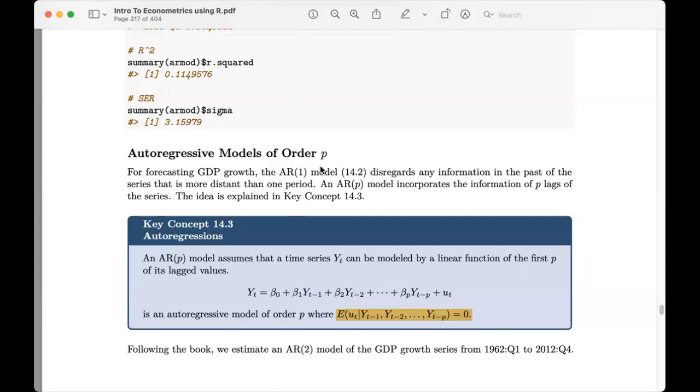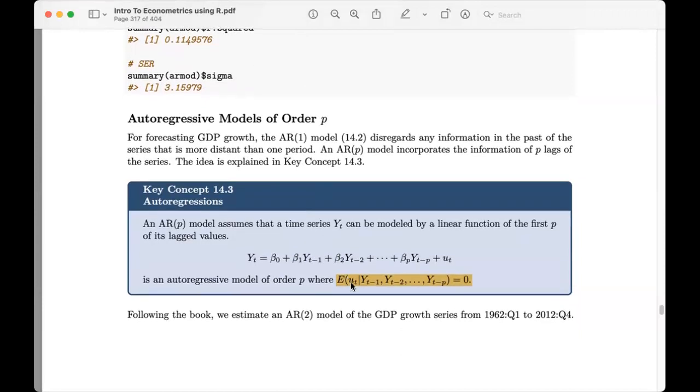And the zero conditional mean assumption has to be satisfied, right? This assumption is still following us. There should be no correlation between the error terms and the lagged values of y from 1 to p.